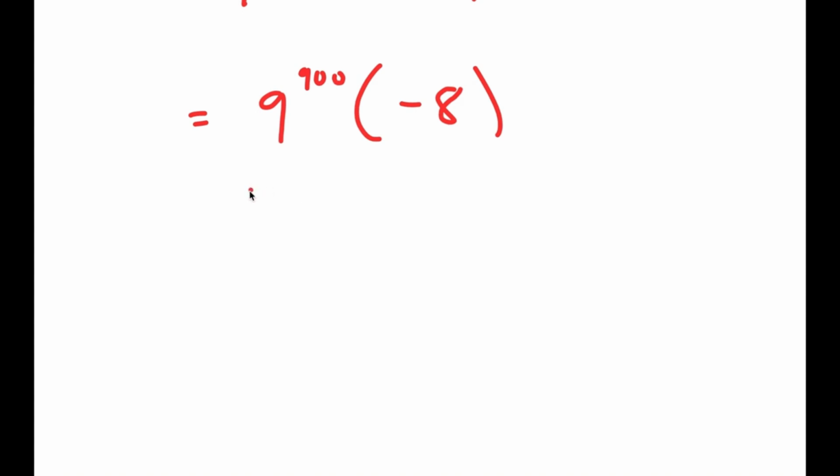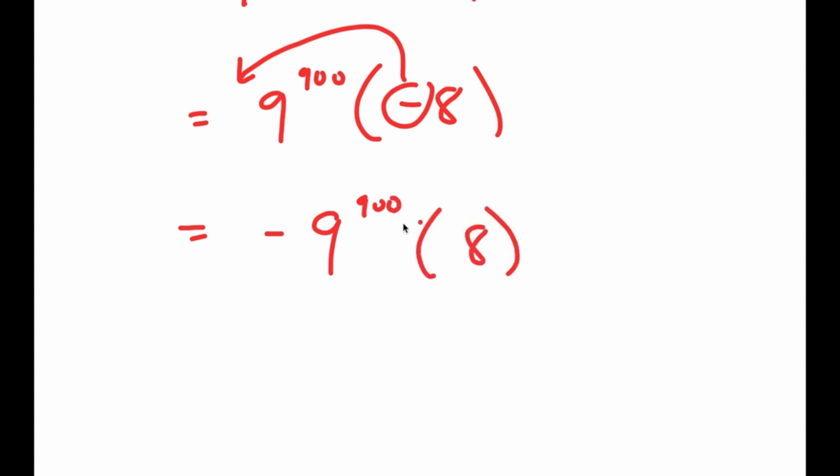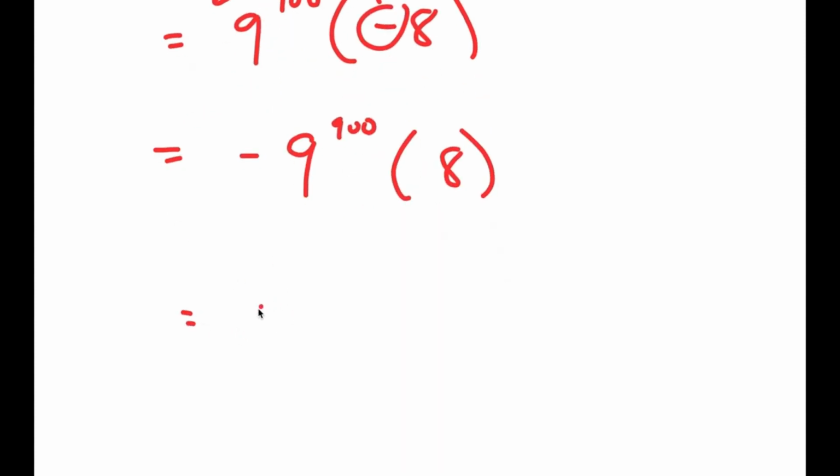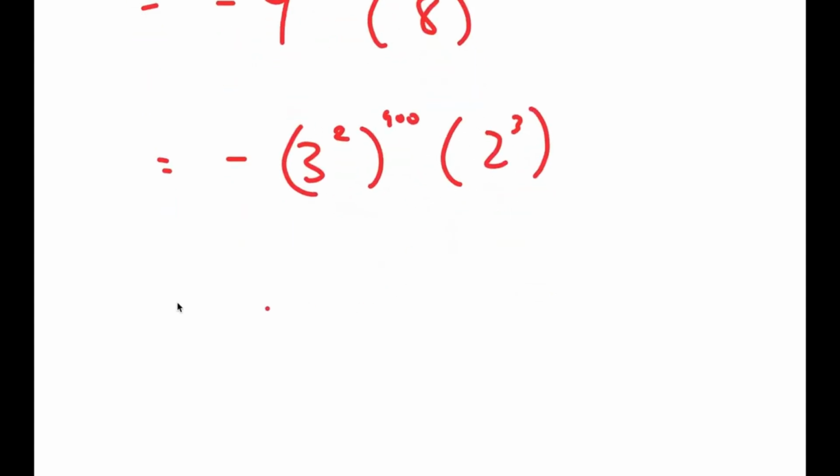Now from here, I said I was going to simplify this as much as possible. And we can't really get the exact value because 9 to the power of 900 is such a big number that we can't actually get the exact value for that. However, what we can get is the simplified value, and we're going to simplify it as much as possible. So I'm actually going to move this negative sign to the front. So I get negative 9 to the power of 900 times 8. And this gets me negative 3 squared to the power of 900 times 2 to the power of 3. We're simplifying these terms as much as possible.